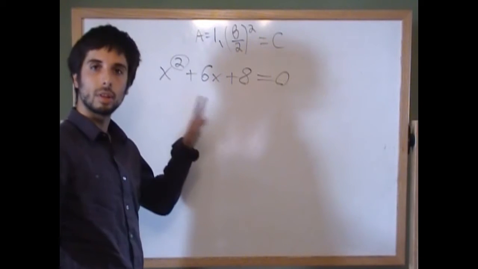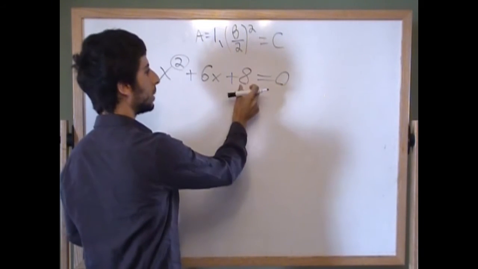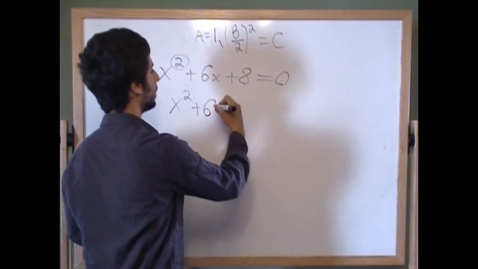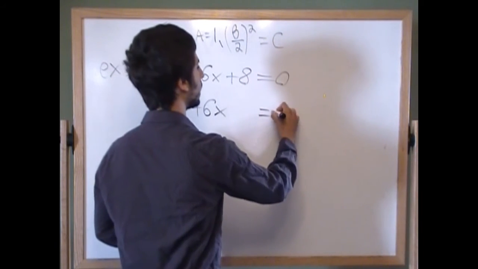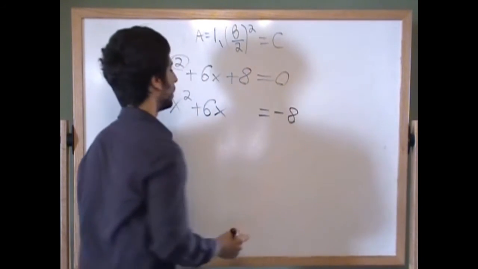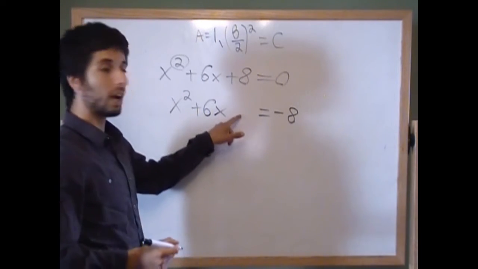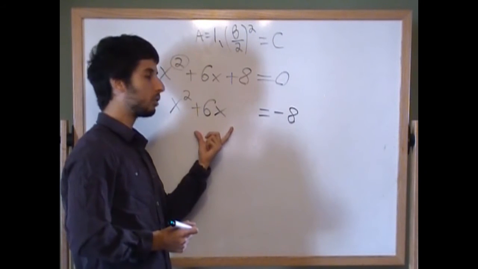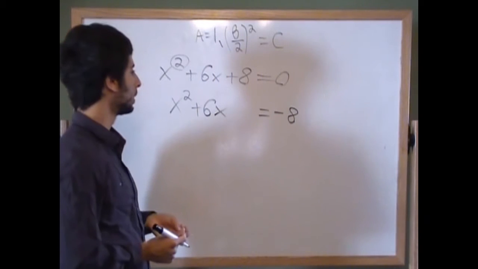So here is the method. We first would like to make the constant term disappear. So we subtract it from both sides, and we get x squared plus 6x equals negative 8. Now we ask ourselves, what is it that the c value should be to ensure that the left-hand side of this equation is in fact a perfect square?